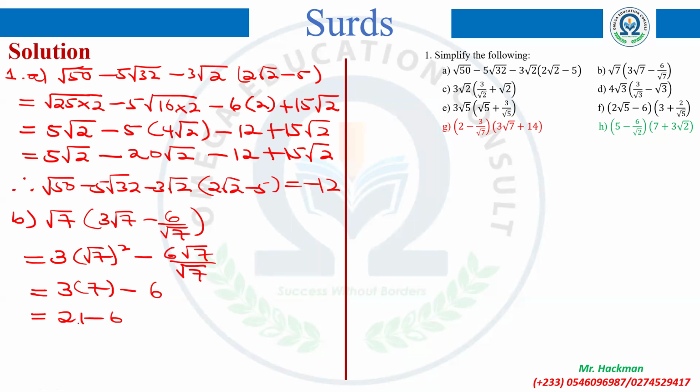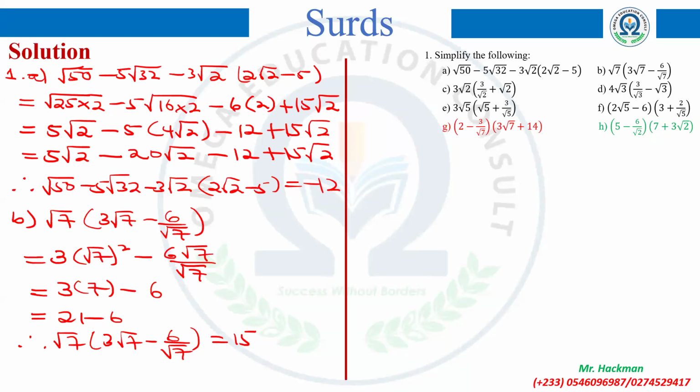Yes, please. Okay, so whatever you write here will obviously be your last step, which is your final answer, so you can have your conclusion drawn with that. So root of 7 into 3 root of 7, minus 6 over root of 7, will be equal to 21 minus 6, which will give us 15. That's it, as simple as that. Is my point well made, my professors?